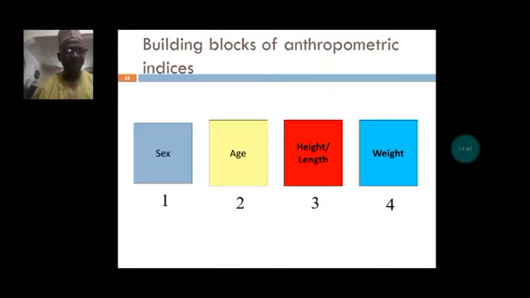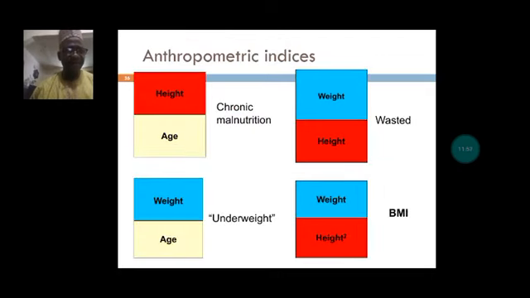Let us look at the anthropometric indices: the sex, the age, the height, the length, and the weight. To determine if a child is stunted, height over age is used, which indicates chronic malnutrition. In the second one, it is underweight. Here it is wasted. And W, that is weight over height squared, is BMI.